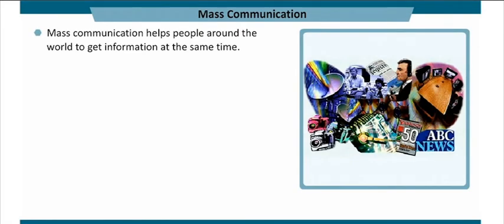Mass communication helps people around the world to get information at the same time. It creates awareness among the people on national policies and programs. Mass communications include radio, television, newspapers, and internet.